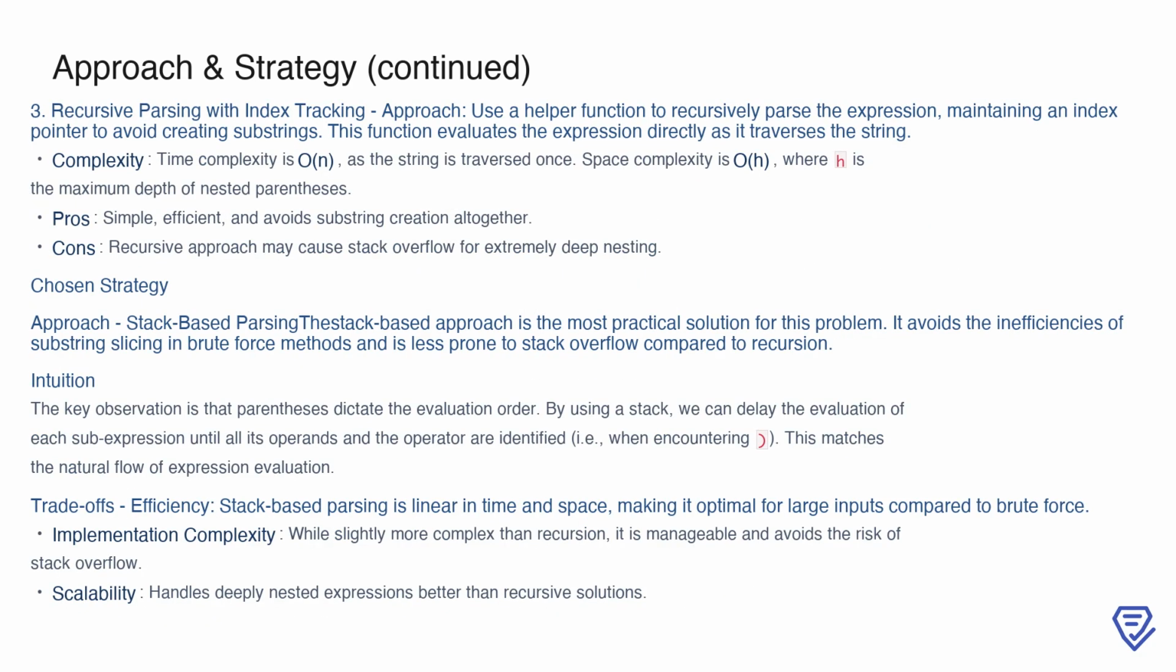Another viable method is recursive parsing with index tracking. Instead of slicing substrings, this approach uses an index pointer to traverse the string and evaluate expressions directly. A helper function is typically employed to manage the parsing process, maintaining the index as it evaluates each portion of the expression.